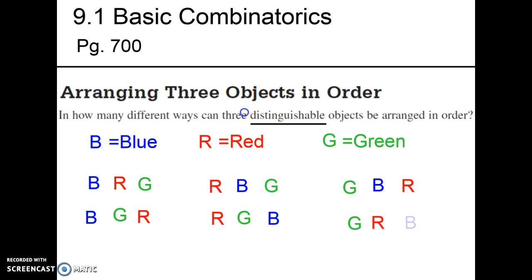Okay, now that was kind of a long process. We had to do all these different arrangements. We find out that there's 6 total arrangements, right? 2 starting with blue, 2 starting with red, 2 starting with green. Okay, so this would be 6 total arrangements.